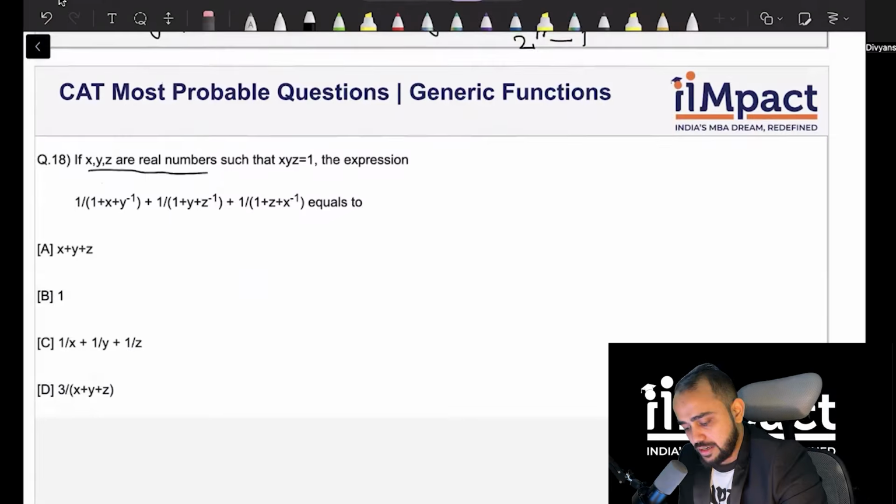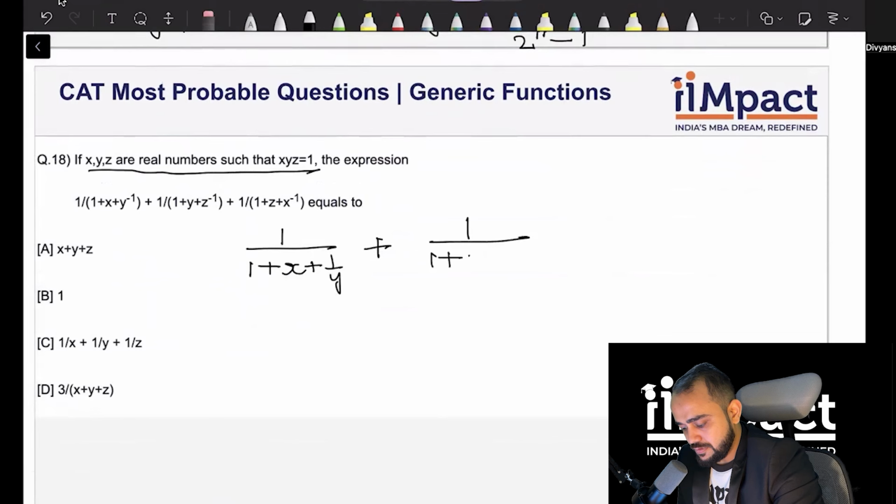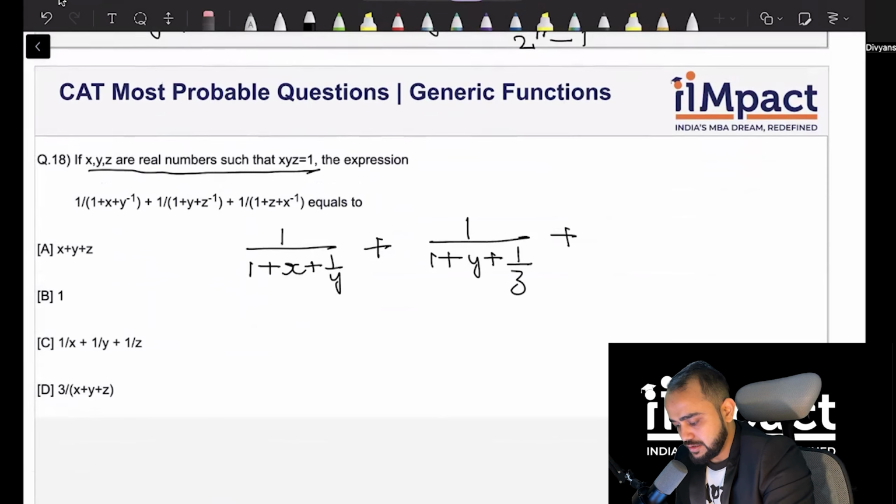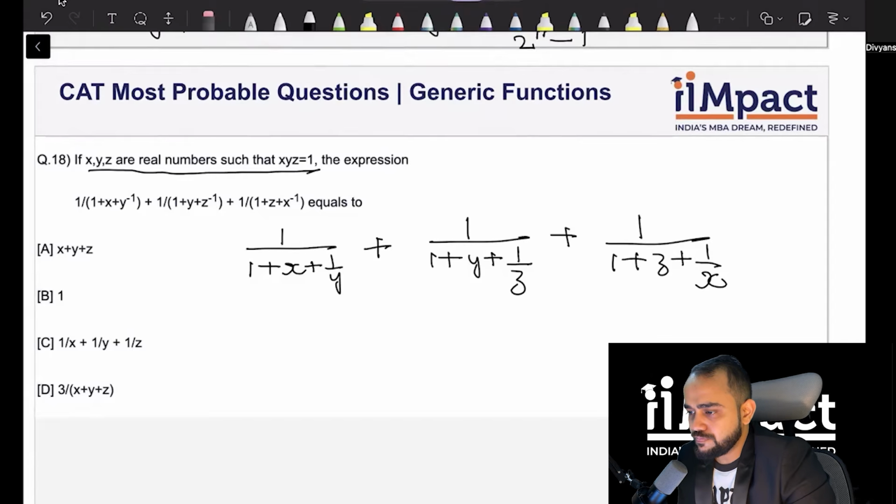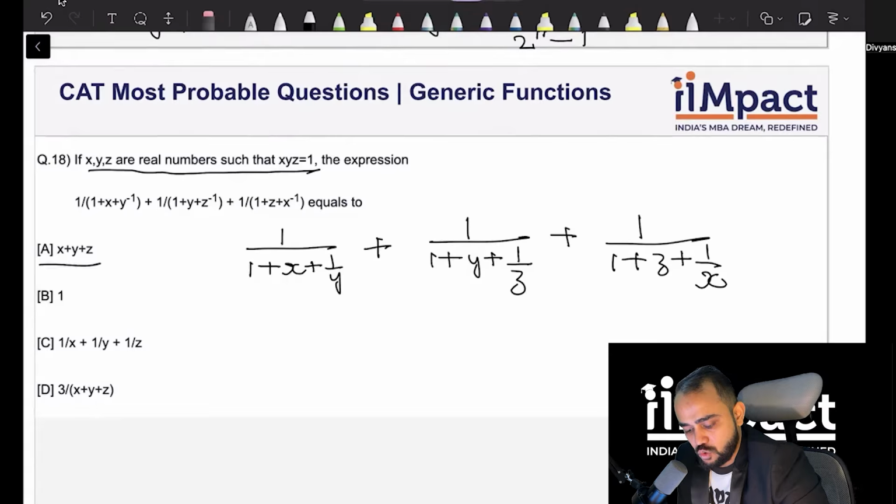So x, y, z are real numbers and the xyz product is equal to 1. So I'm given 1 by 1 plus x plus 1 by y plus 1 by 1 plus y plus 1 by z plus 1 by 1 plus z plus 1 by x. So I'm clear right now. Taking values of x, y, z is not going to help because these two options would give me the same answer and these two options would give me the same answer.